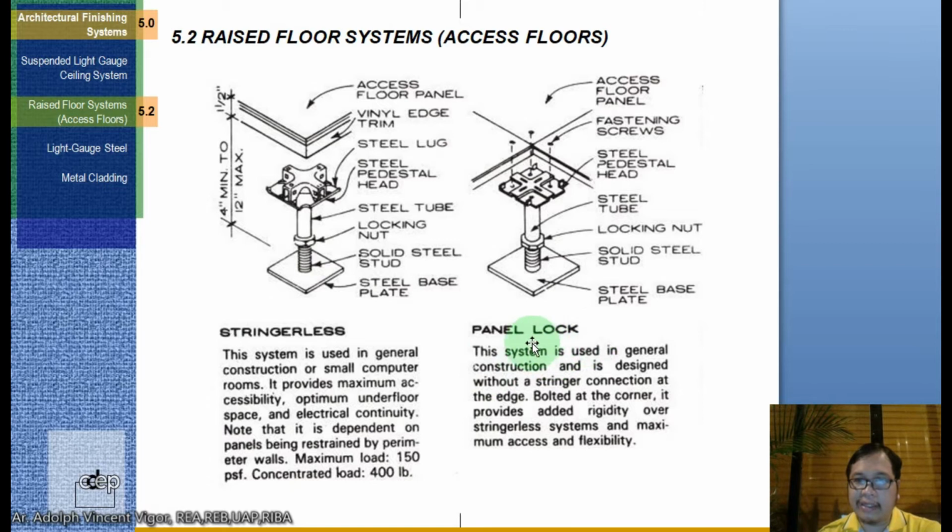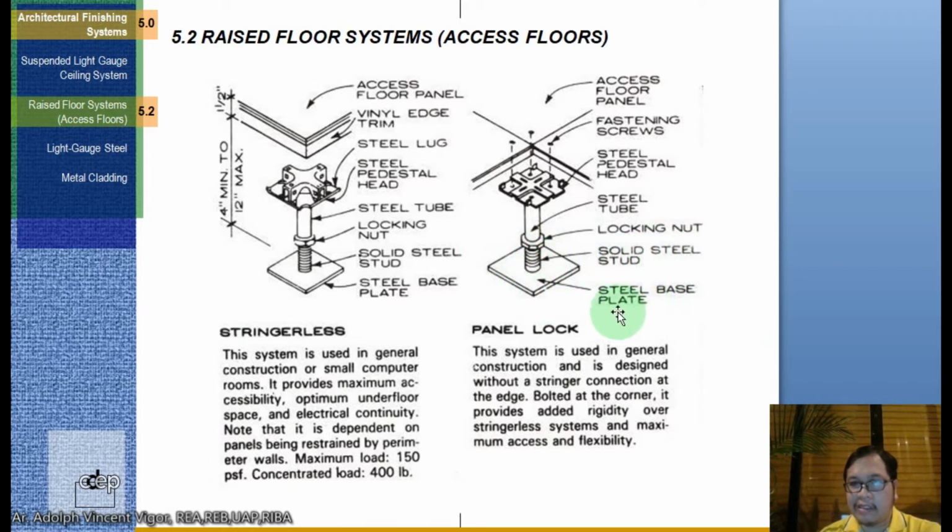Okay, so this is the panel lock. So this system is used in general construction and is designed without a stringer connection at the edge. Bolted at the corner, it provides added rigidity over stringerless systems and maximum access and flexibility. So this is the access floor panel, the fastening screws, the steel pedestal, steel tube, locking nut, solid steel stud, and a steel base plate.